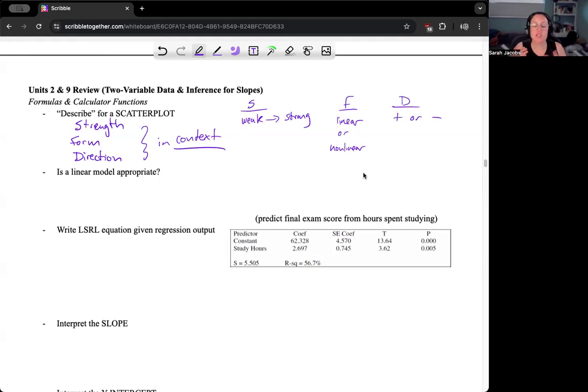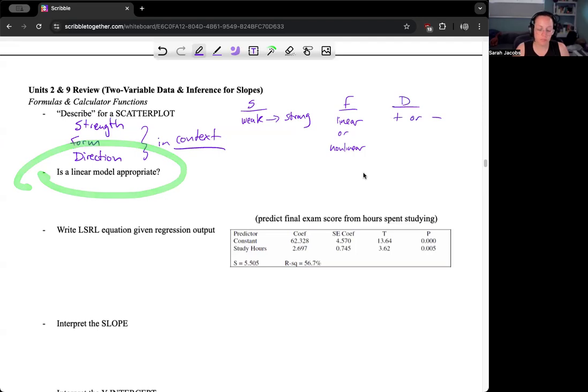However, I don't actually want you to use the word slope in your description because it's not correct to use it if it's not a linear relationship. So if it's going like that, it's nonlinear with a negative association. That's all we say. It's a negative association, not with a negative slope, because that's not quite right. All right, good.